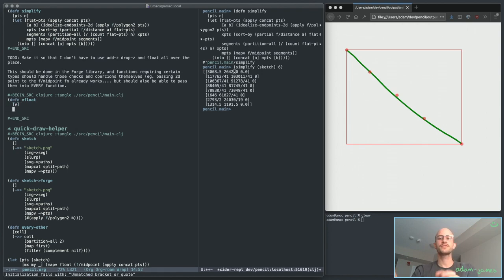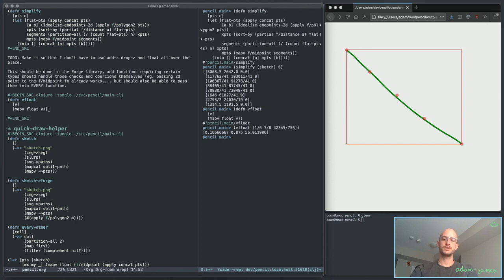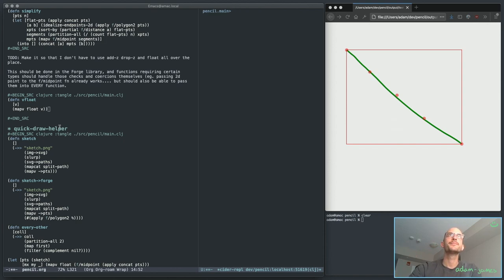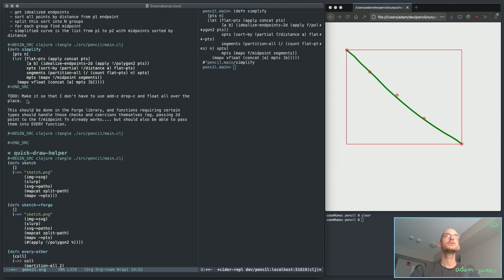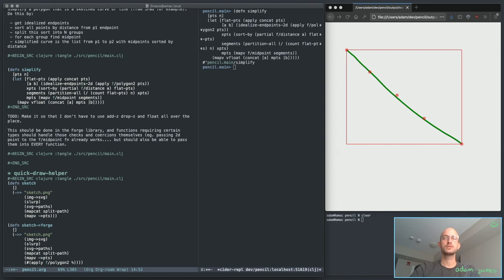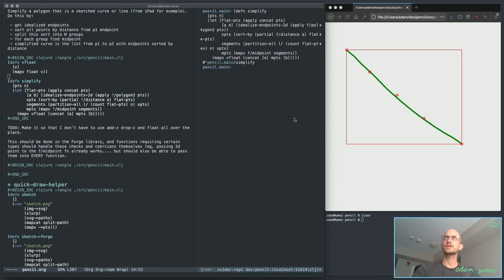Whoops. Okay, so the vector here is just going to be map V float over V, right? So with that, I should be able to do, if I do V float of this, 1 over 6, 7 over 8, right? That should, perfect. So now I can do, where am I at here? This here, I can actually just do map V float there. And this should be up here. Okay, that should, let's try simplify one more time. Okay, those all look okay.